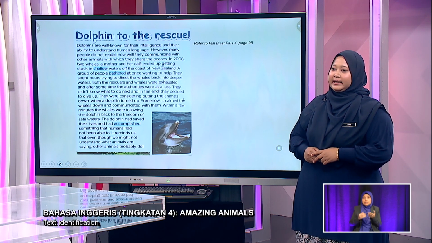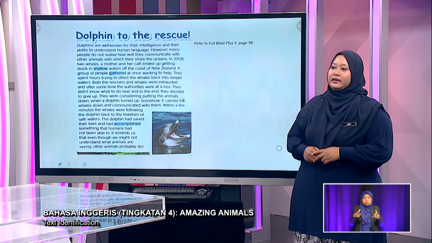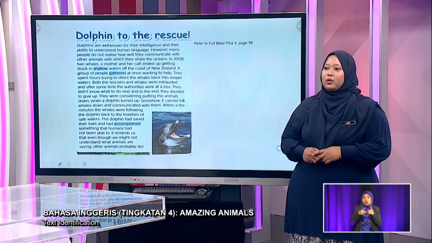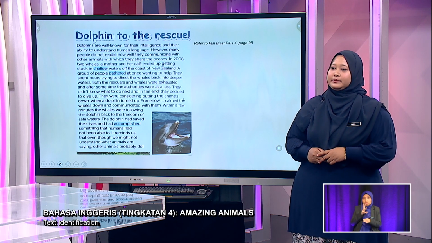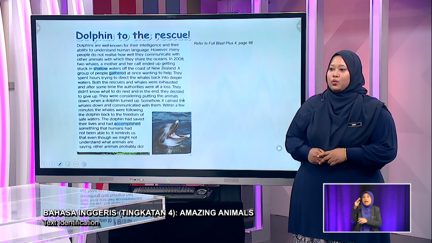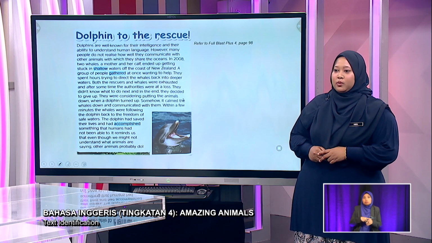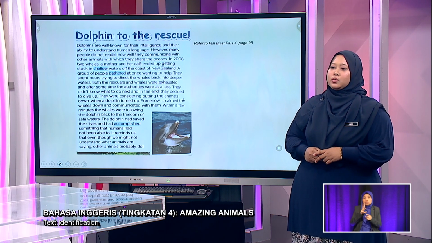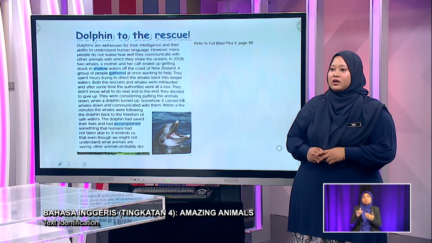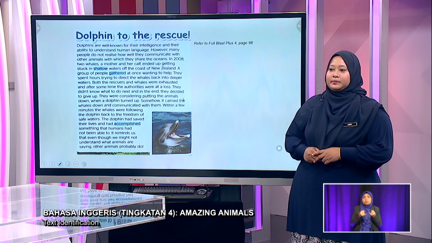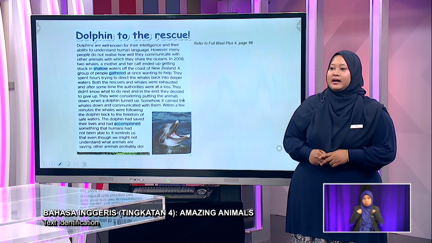In 2008, two whales, a mother and her calf, ended up getting stuck in shallow waters off the coast of New Zealand. A group of people gathered at once wanting to help. They spent hours trying to direct the whales back into deeper waters. Both the rescuers and whales were exhausted. And after some time, the authorities were at a loss. They didn't know what to do next, and in the end, they decided to give up. They were considering putting the animals down when a dolphin turned up.